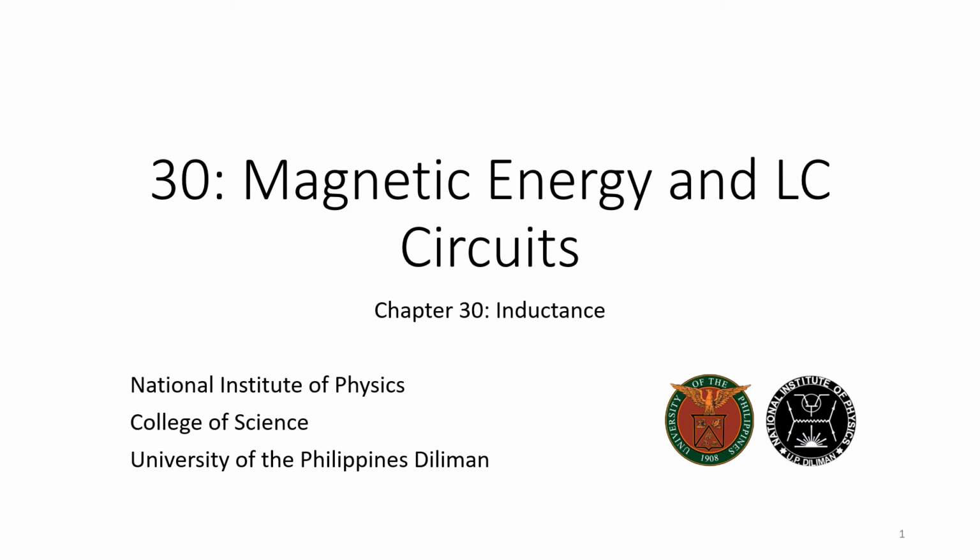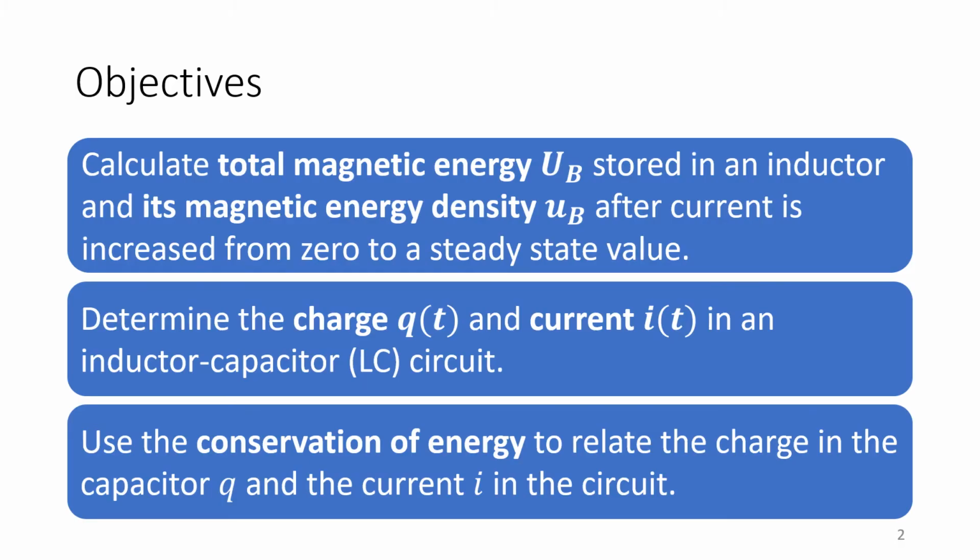Lecture 30 of Physics 72 discusses magnetic energy and inductor-capacitor circuits, or LC circuits. These are found in 30.3 and 30.5 of University Physics. Please take time to read the objectives. You may pause the video if you like.